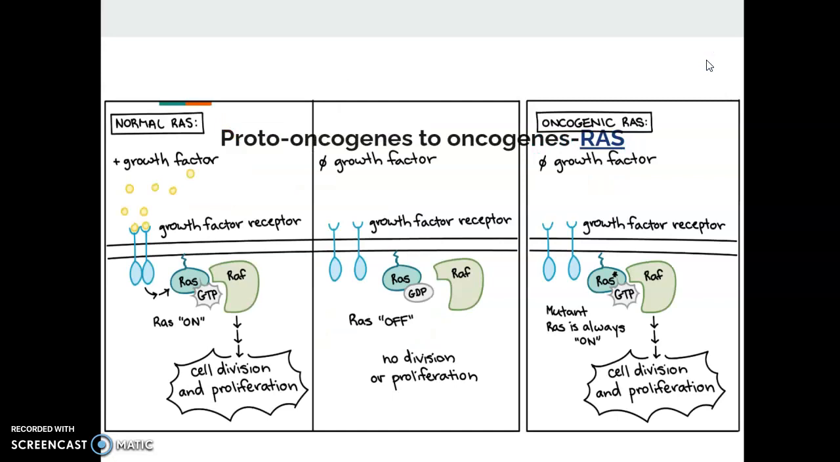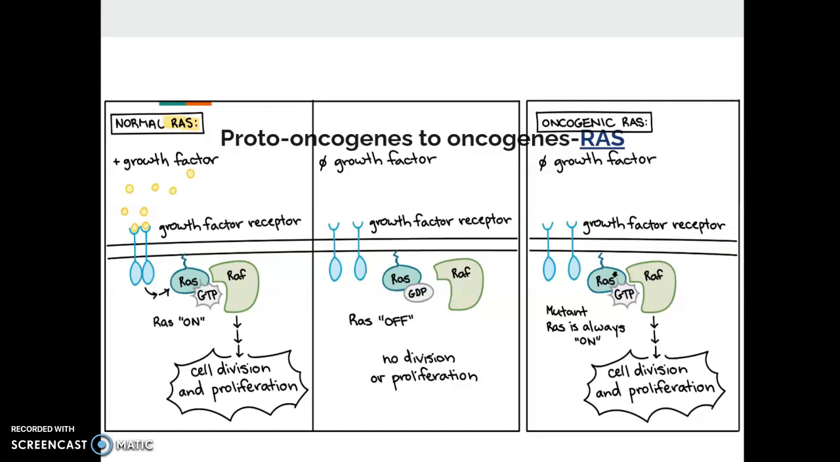Here's another thing that can happen, though. How do you go from a proto-oncogene to an oncogene? Well, in a normal cell division here, here's another type of control factor. This is the RAS, it's RAS, and you can see right here.